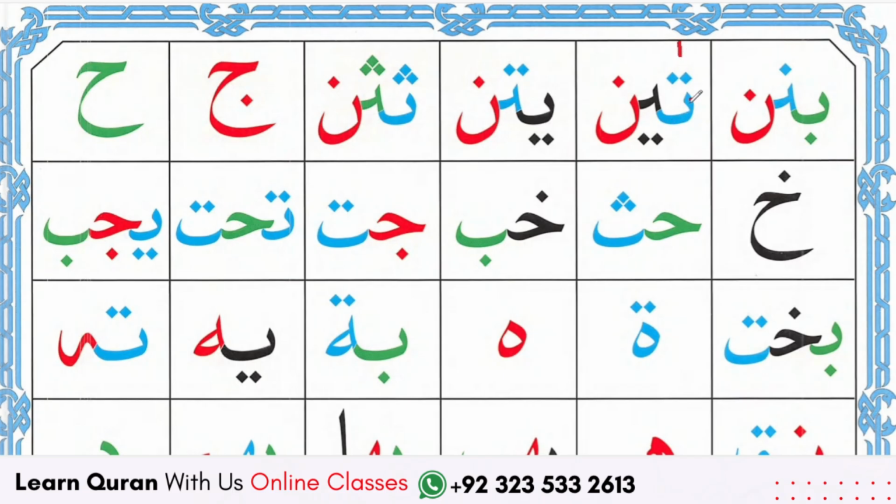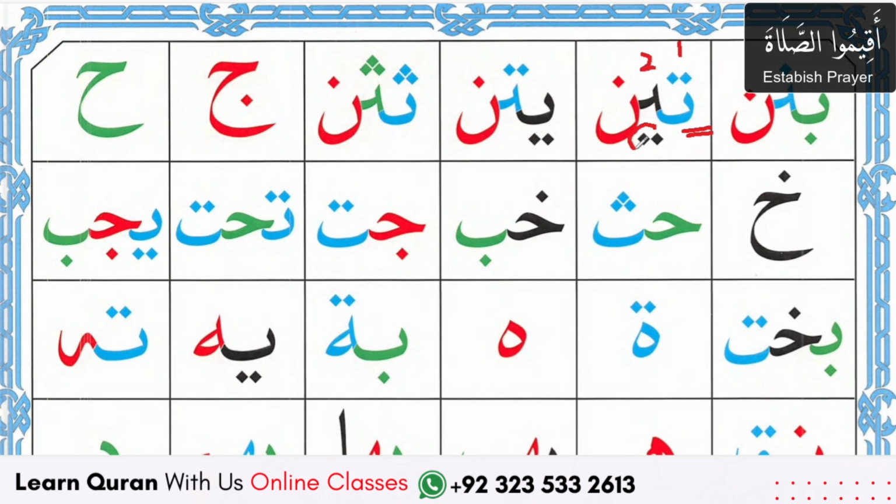The next one, two dots on the top, that's letter Taa. And the next one, here we have two dots at the bottom, that's letter Ya. And after that, letter Noon. Taa, Ya, and Noon. So these shapes are very easy.